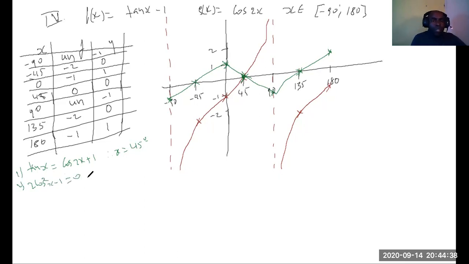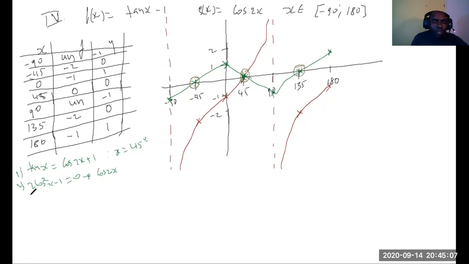Now this one is identity, the same as cos 2x. Where is it equal to 0? This is a graph, so that's the point. Let me use a different color. So it's equal to 0 at this point, and also at this point.